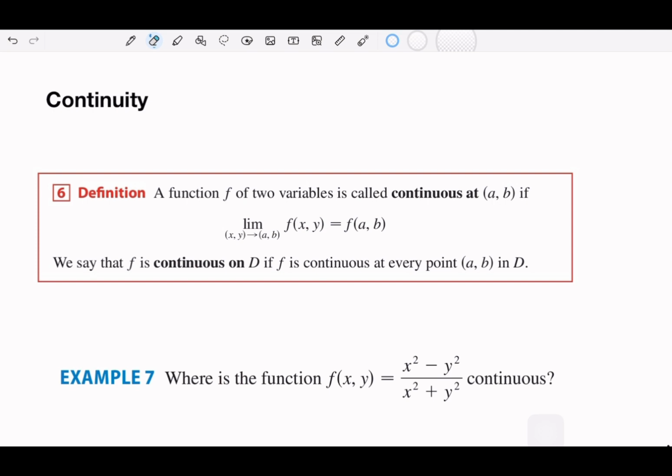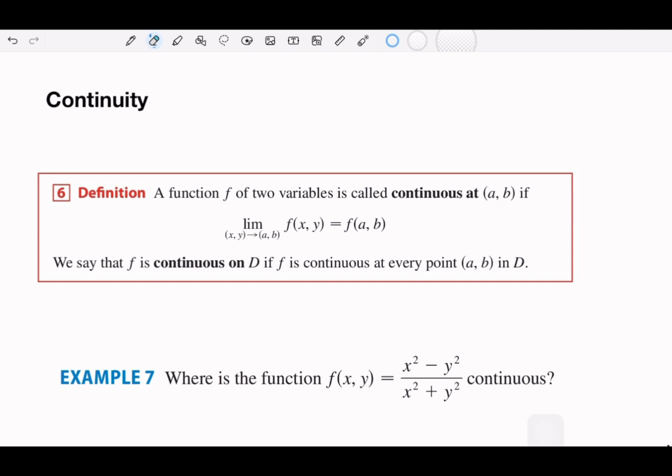Continuous means that its derivative exists, right? Continuous, but not necessarily. But to be able to derive, it needs to be continuous, yes.